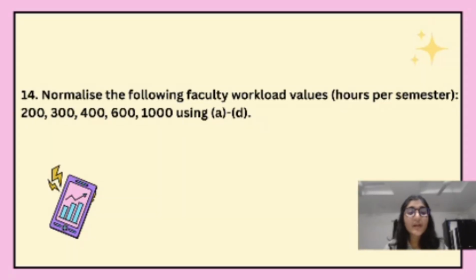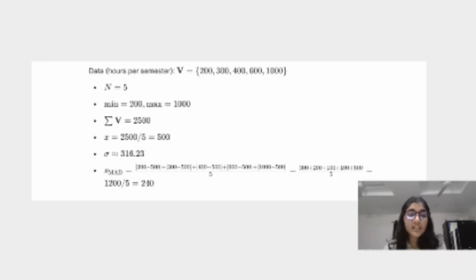Then the 14th is: normalize the following faculty workload values, that is hours per semester. The data is given as 200, 300, 400, 600 and 1000, and we need to calculate the normalization. Here n is equal to 5, min is equal to 200 and max is equal to 1000. So we will calculate the sigma of V, which is 2500. Then the mean is calculated as 2500 by 5, that is 500.